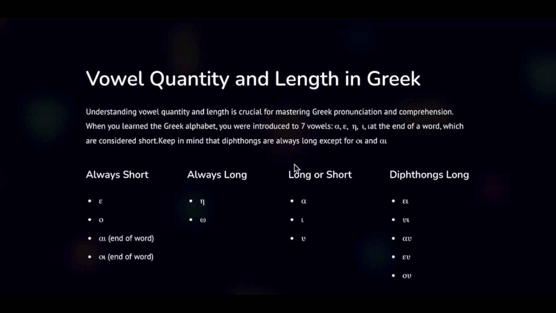Now, before we get into the rules of accent, it's essential to understand the length of vowels in Greek. And remember that when you learned the Greek alphabet, you were introduced to 7 vowels. You were introduced to alpha, epsilon, eta, iota, omicron, upsilon, and omega.